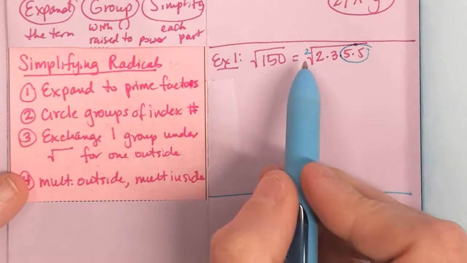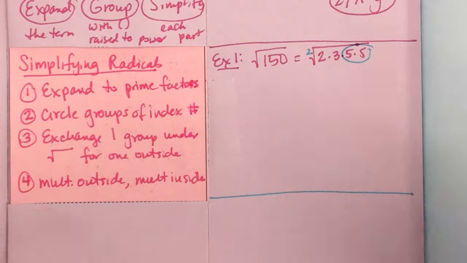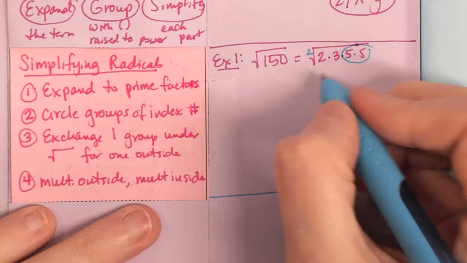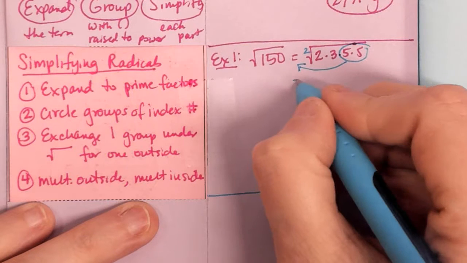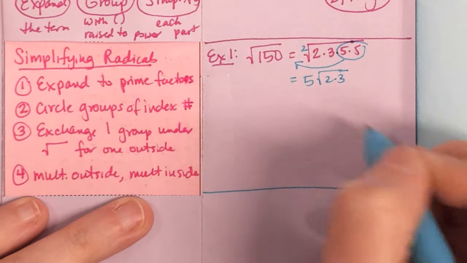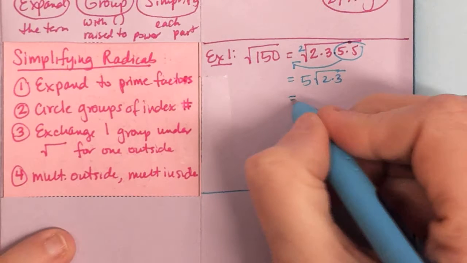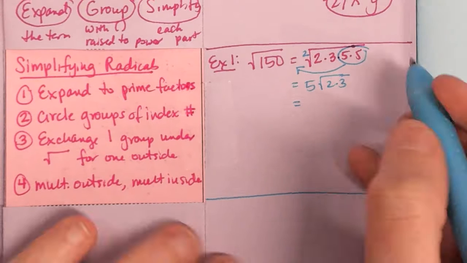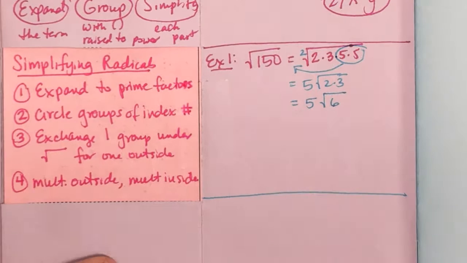If the index was 3, would I be able to circle anything? No, because I don't have 3 of anything, so I would just be done. The cube root of 150 is the cube root of 150, because I can't make that any more simple. So I can exchange those 2 5s for 1 on the outside, which gives me 5 square root of 2 times 3. Because now I have a 5 on the outside and 2 times 3 on the inside. And then I simplify by multiplying whatever's on the outside and multiplying on the inside. I've only got the 5 on the outside. On the inside, I've got a 6.